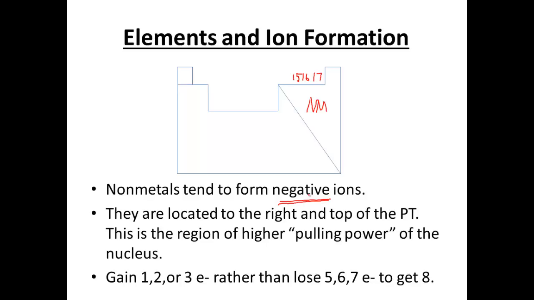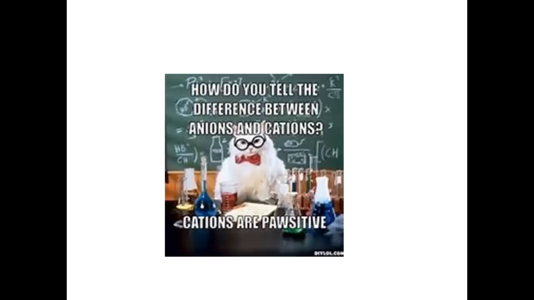And just to end our notes today, Chemistry Cat's going to help us out. Chemistry Cat, how do you know the difference between an anion and a cation? Cations are positive. So good old Chemistry Cat helping us out, looking at the idea that cations are positive, meaning that they've lost an electron to become positive in charge.